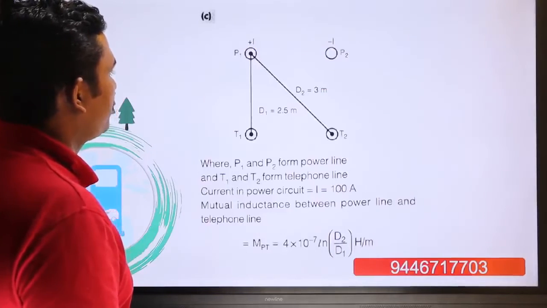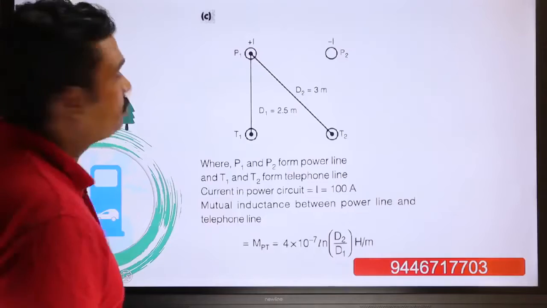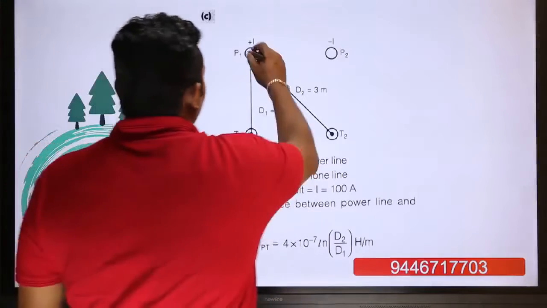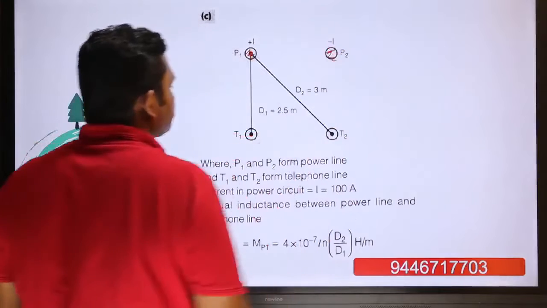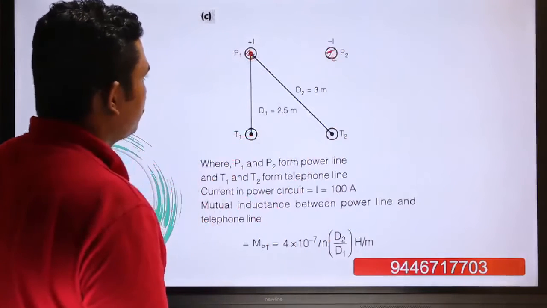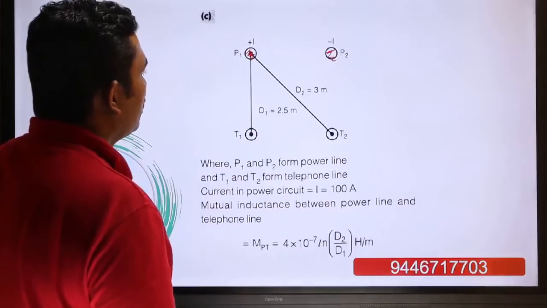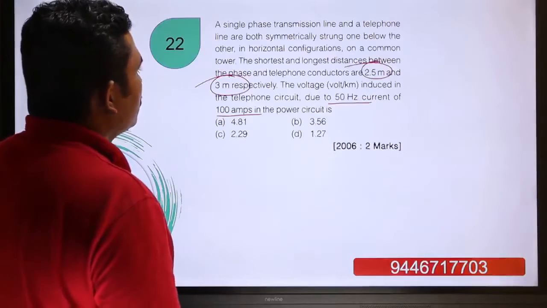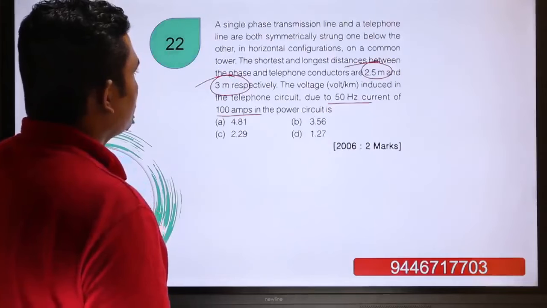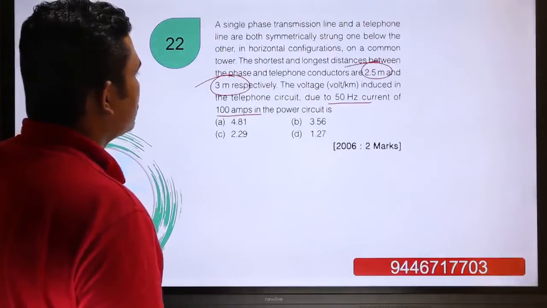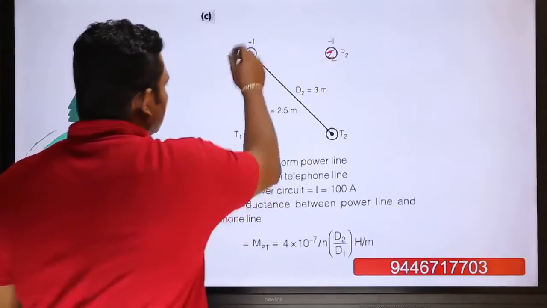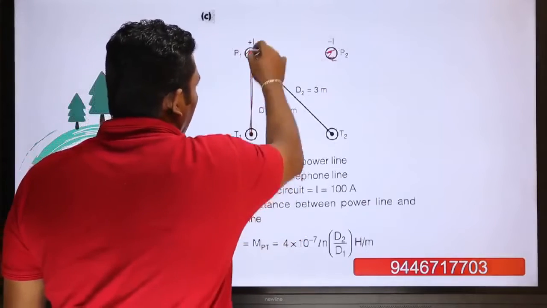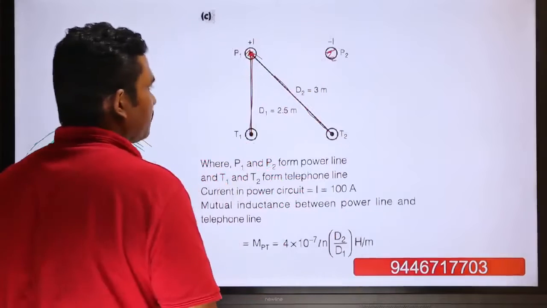So here we are having P1, P2 and T1, T2. Here P1 and P2 are the power conductors, and T1 and T2 are the telephone lines, because it is symmetrically strung above and below. So it is in the horizontal configuration. The shortest and the longest distances are 2.5 meters and 3 meters. So that means this distance is equal to 2.5 meters and this distance is equal to 3 meters.